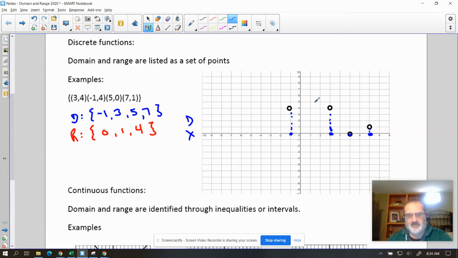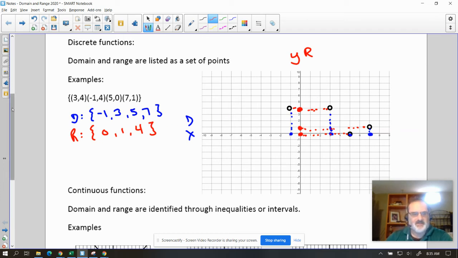If I drop the points to the y-axis for range, I drop these two to the y-axis horizontally, and they end up at this point, 4. They double stack. This point goes to 0, and this point goes to 1. So 0, 1, 4.